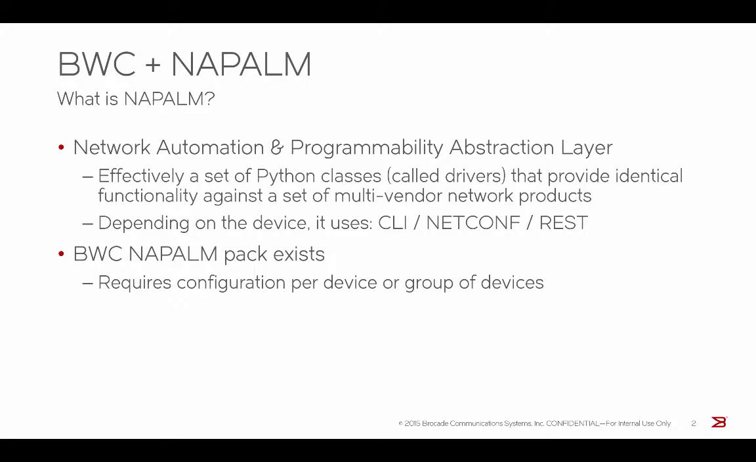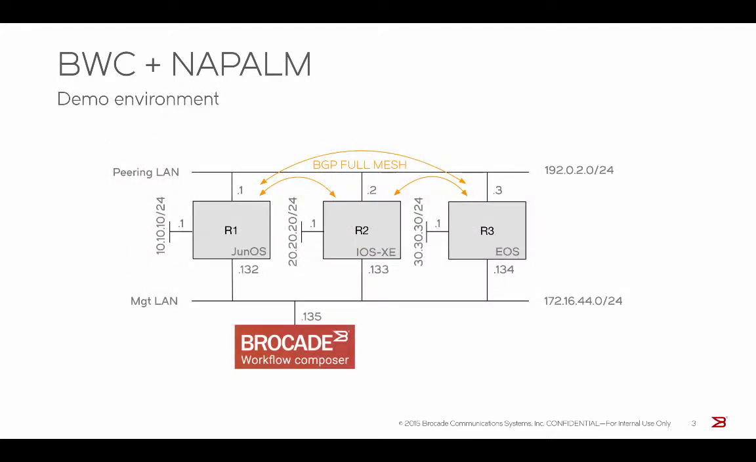So what is NAPALM? NAPALM gives us a set of Python classes that has a number of methods, and these methods are mostly getters, so it might be get ARP table or get BGP neighbors or something like that. There is a whole list of these getters. It also gives the ability to send CLI commands to each of the devices and also do configuration merges and replacements. NAPALM is really cool. It gives us a similar set of function calls for different kinds of devices. So it could be Cisco IOS or XR, XE, EOS, Junos, and there's a whole list of supported devices on the NAPALM website.